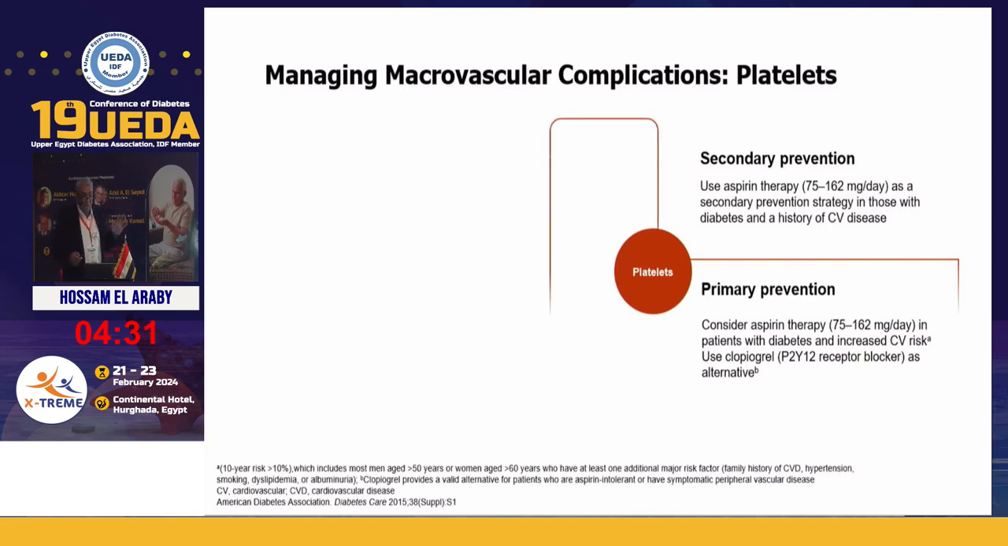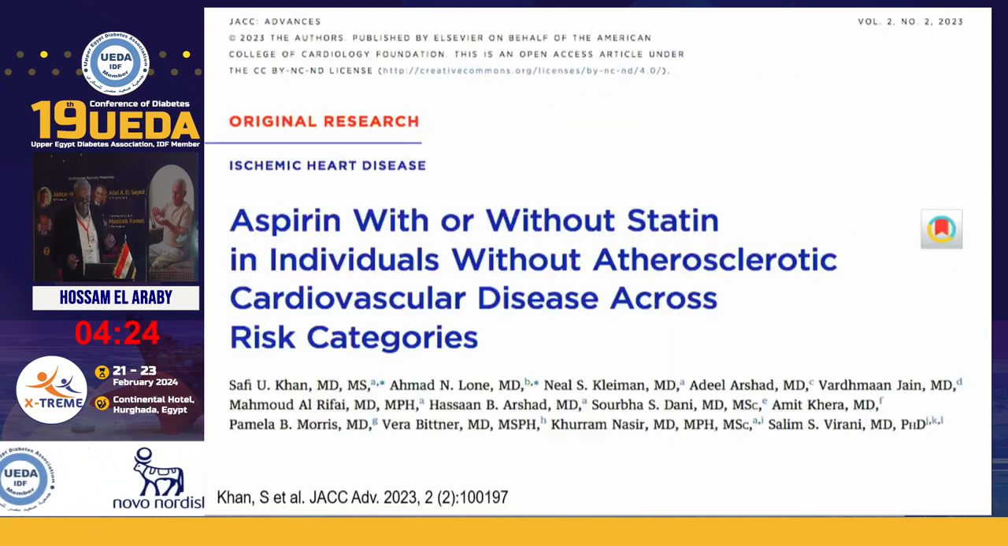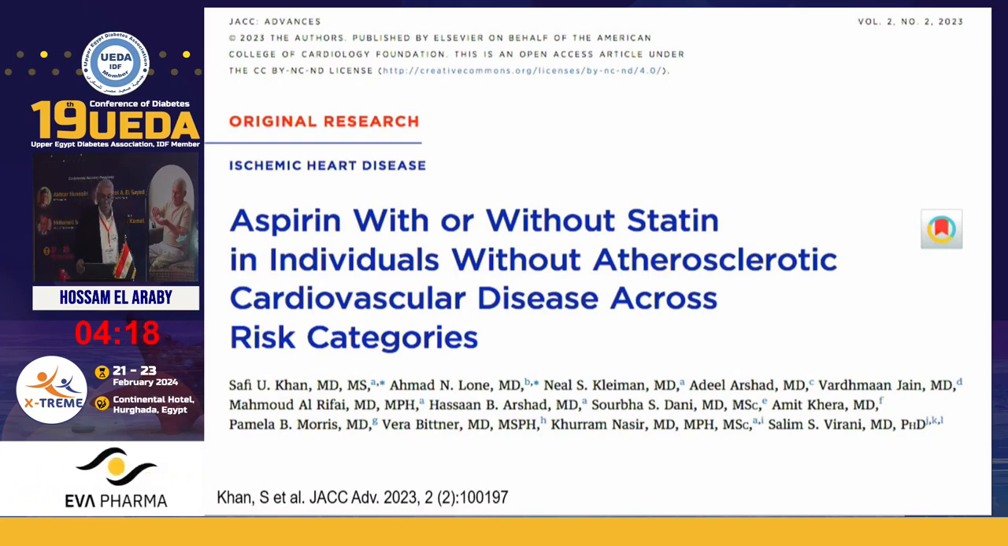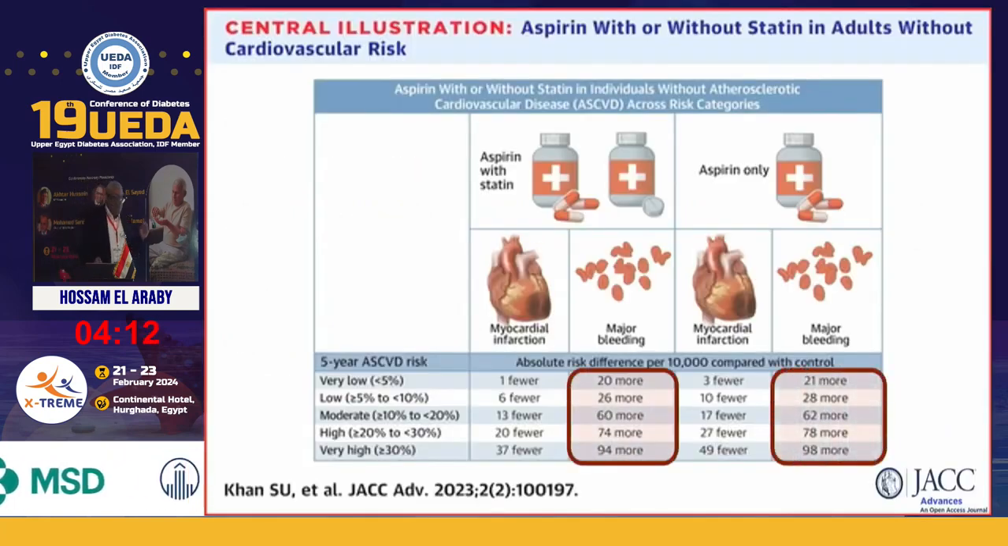Regarding the platelets, there is no doubt of the importance of aspirin for secondary prevention, but for primary prevention, it is doubtful. This is a paper published last year for aspirin with or without statin in individuals without atherosclerotic cardiovascular disease across risk categories, and they found that the bleeding risk outweighs the benefit obtained from aspirin use in those patients with or without statins.